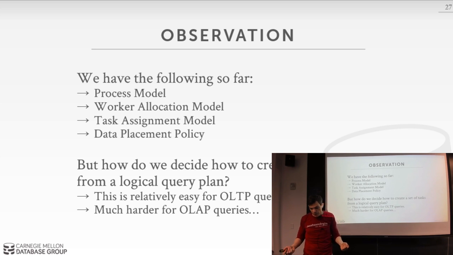But now we still have to deal with the problem of how we take a bunch of tasks from a logical query plan, figure out how many we actually want, and be able to execute them. As I said in the beginning, this is relatively easy to do in an OLTP workload because the queries are so simple. They try to retrieve one tuple, so there isn't really any opportunity to parallelize them. In this environment, it'd be one query equals one task.